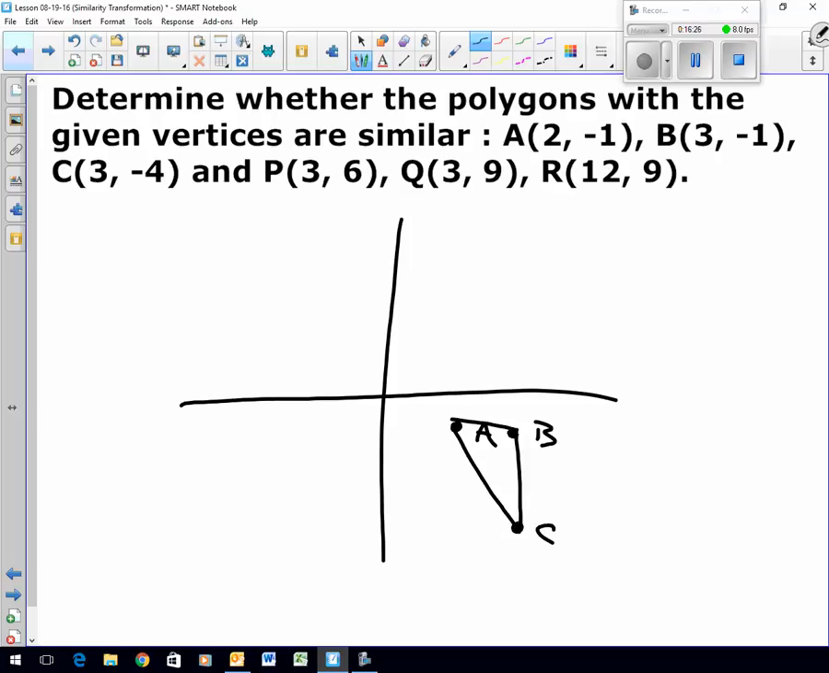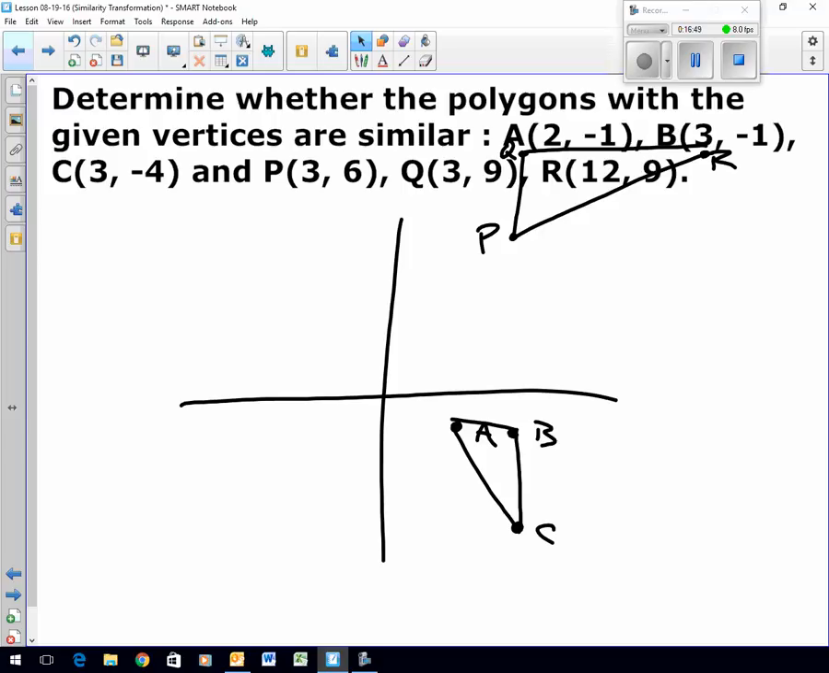Okay. P is at (3, 6). Q is at (3, 9). Okay. And R is at (12, 9). That's good enough for me. Okay. So P, Q, and R.